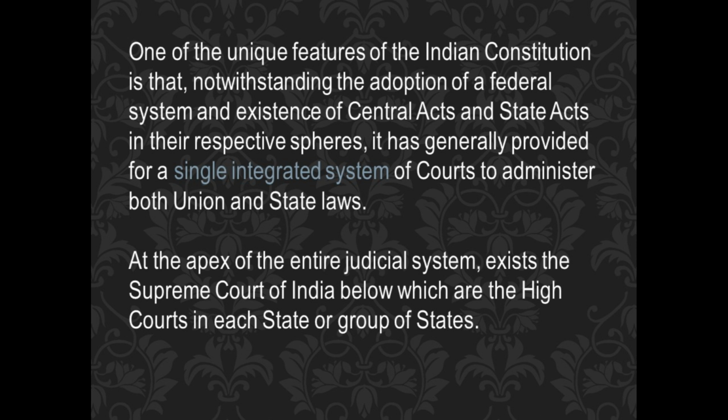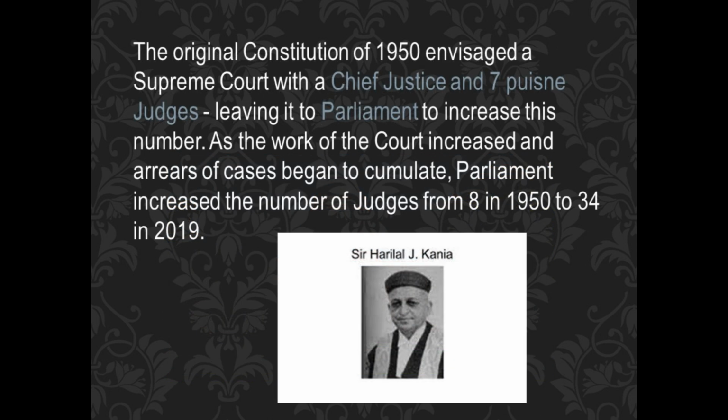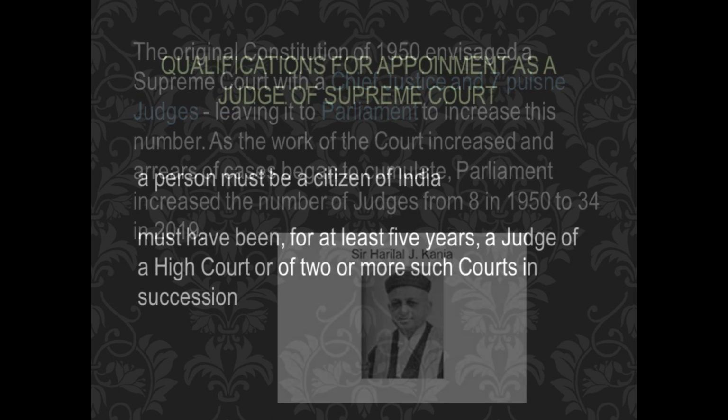At the apex of the entire judicial system exists the Supreme Court of India, below which are the high courts in each state or group of states. On the 28th of January 1950, 2 days after India became a sovereign democratic republic, the Supreme Court came into being. The original Constitution of 1950 envisaged a Supreme Court with a Chief Justice and 7 puisne judges, leaving it to Parliament to increase this number. As the work of the court increased and arrears of cases began to accumulate, Parliament increased the number of judges from 8 in 1950 to 34 in 2019.